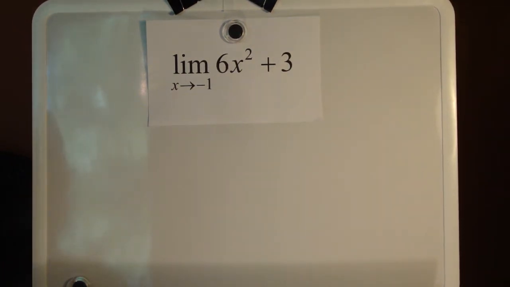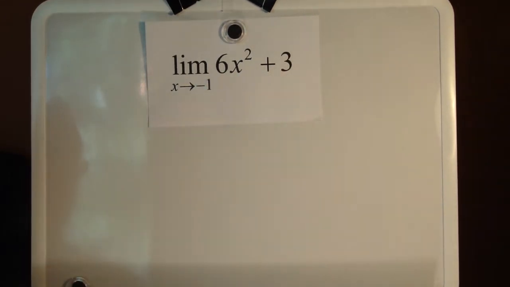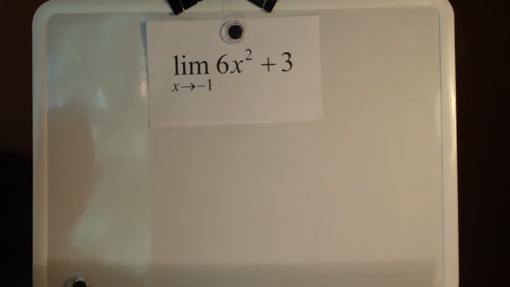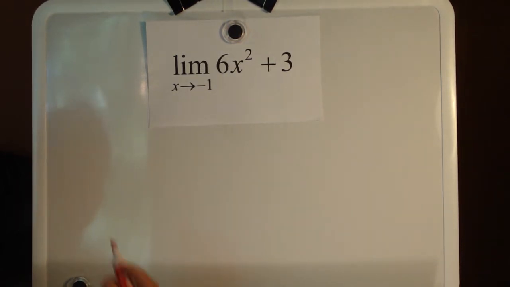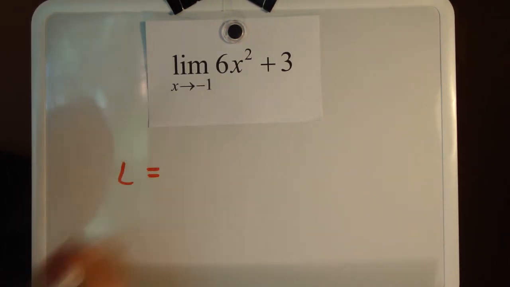This first one here is a very simple one. So we're trying to figure out what does 6x squared plus 3 approach as x approaches -1. So when you look at this one, this function has no strange behavior or discontinuities anywhere near -1. So this one we can get by direct substitution. So if you want to calculate this limit here, you can just let x be -1.